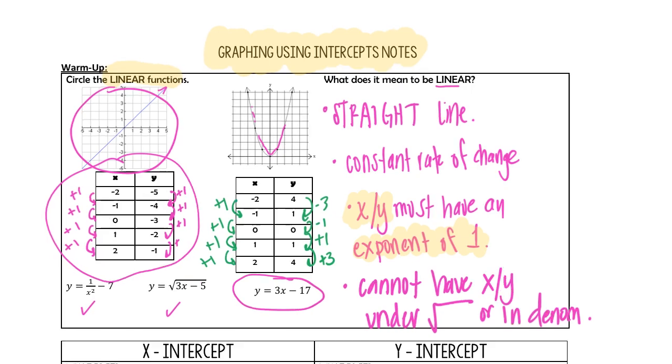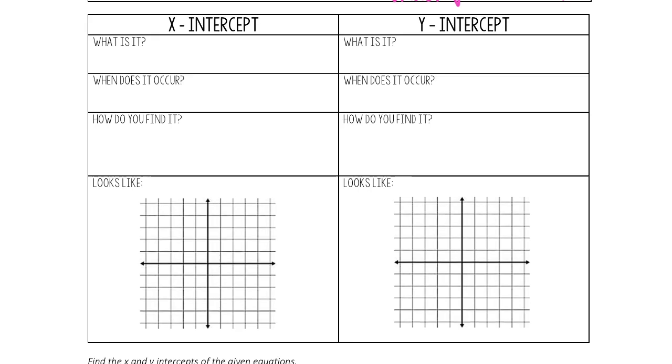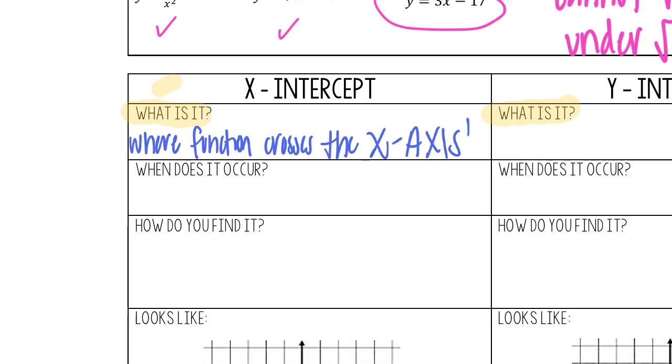Let's take a look at our new vocabulary words today, or the ones we're going to be focusing on, which are x and y intercepts. In our last unit, you were introduced to x and y intercepts, so I want y'all to take a second and fill in the definitions for what is an x-intercept and what is a y-intercept. Fill those out on your own. An x-intercept is where the function crosses the x-axis.